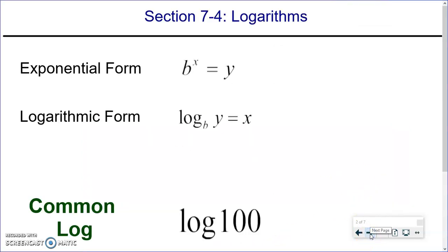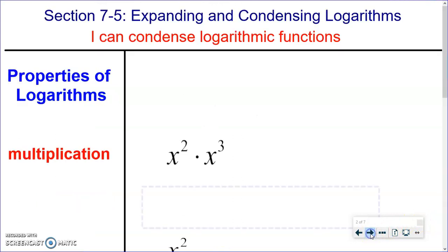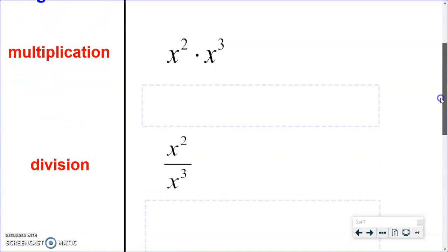All right, we'll start with the exponential form and logarithmic form. These are reviews from the first day. You can rewrite one to show the other. We also talked about the common logs, log base 10, and the natural log, log base e. We'll review the properties that we went over yesterday.